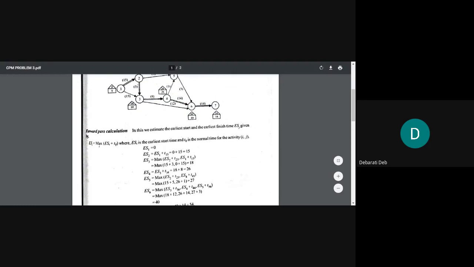Simple, no? ES7, 7's arrow is coming from 6. So it will be ES6 plus 14. So 40 plus 14. It will be 54. Write down all of you. ES7 equals to ES6 plus T67. So it will be 40 plus 14. That is 54.